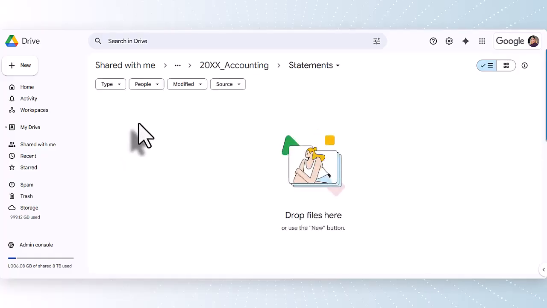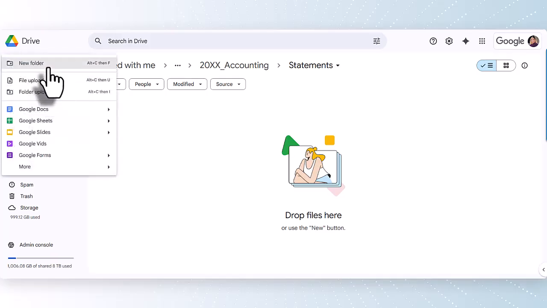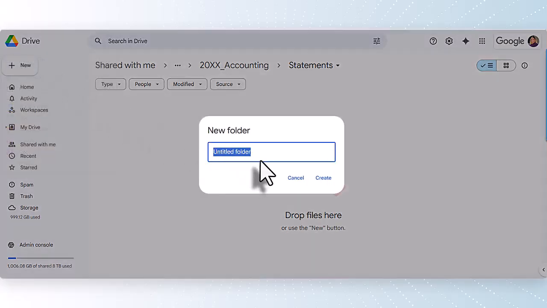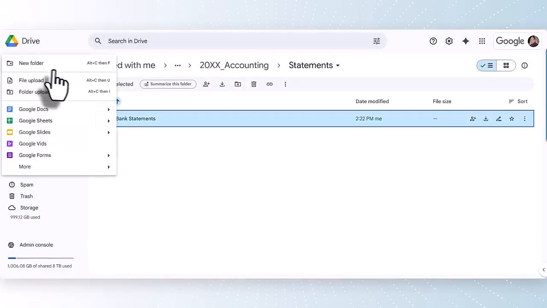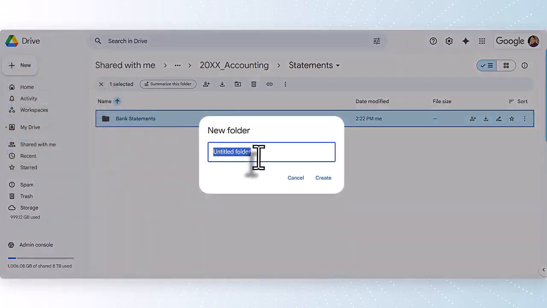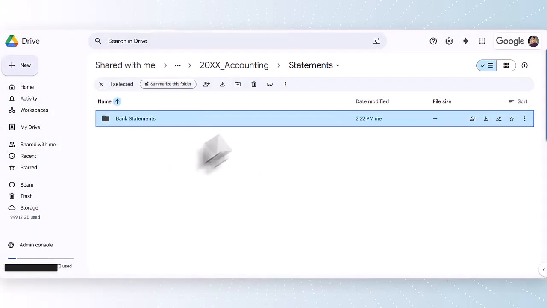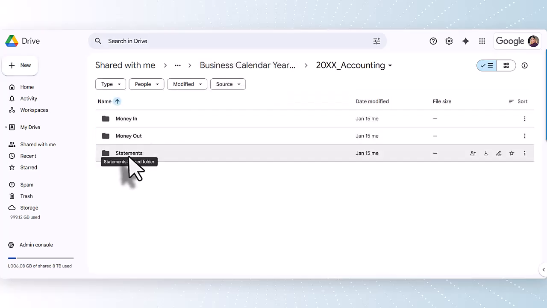You can create folders in your statements folders, for example, by saying new folder, and then think about the different institutions. For example, bank statements should absolutely be separated from credit card statements. So you'd create a folder for bank statements and another for credit cards. That's just another example of how you'd build out the statements folder.